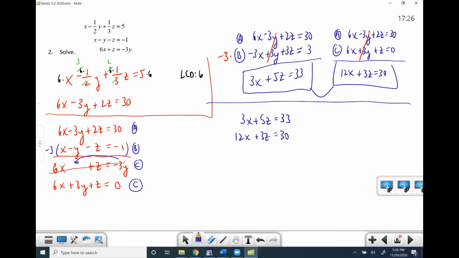All right, so I think it'd be easiest to get rid of the x's because if we multiply by a -4, there's our -12 and our +12. If you had to get rid of the z's, you guys, you'd have to make them both 15 and -15. That'd be a lot of work. So I'm thinking, let's get rid of those x's. So this is what we got.